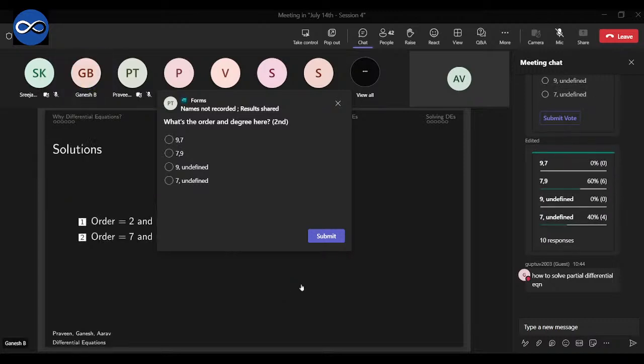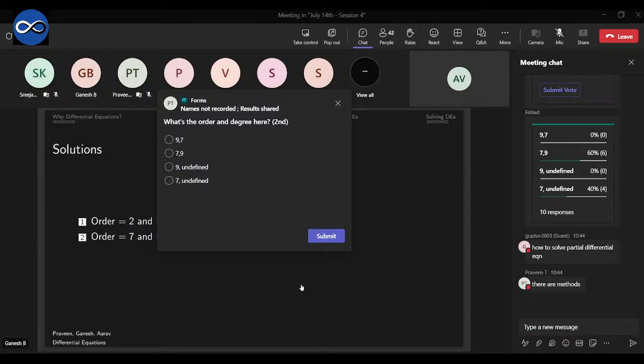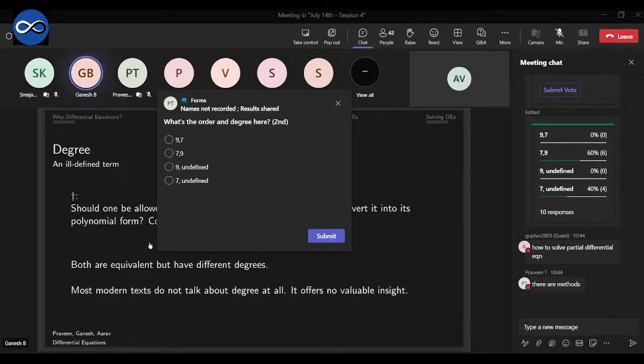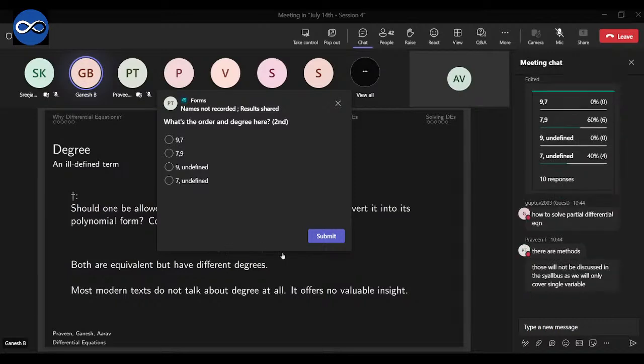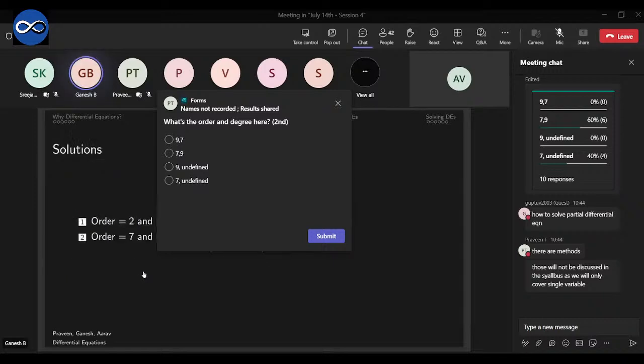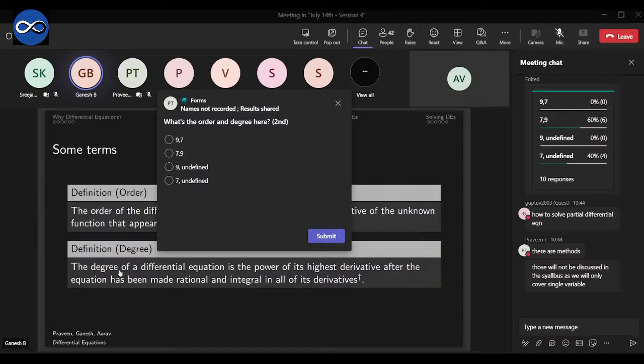Let's talk about it. Okay, here comes the nuance. Should one be allowed to manipulate a differential equation to convert it to its polynomial form? Consider this example: y dash equals x and y dash cube equals x cube. Both these equations are the same. They are equivalent equations, but this one has a degree of 1 and this one has a degree of 3. You can call it a paradox. This comes with a flawed definition of degree.